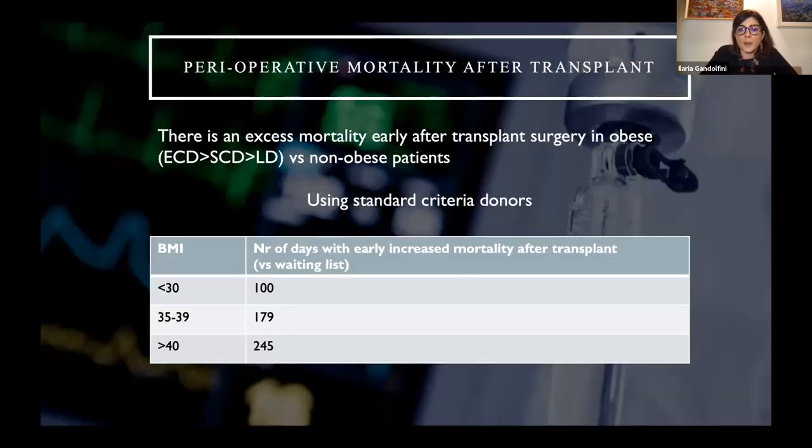What about perioperative mortality after transplant? There is an excess mortality early after transplant in obese versus non-obese patients, especially in extended criteria donation. For example, using standard criteria donation, we can find that the number of days with early increased mortality after transplant, that is normally 100, can rise up to 245 for very obese patients.